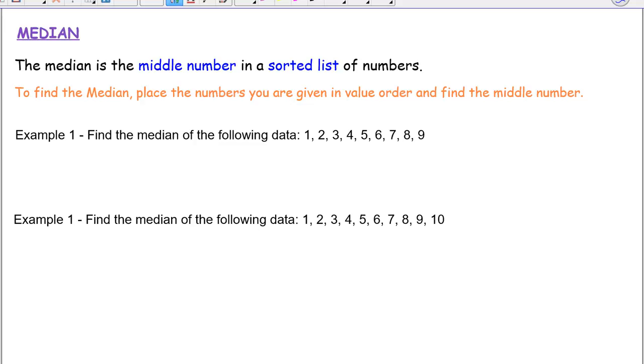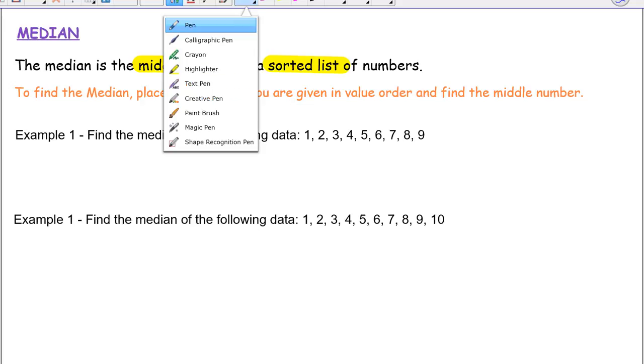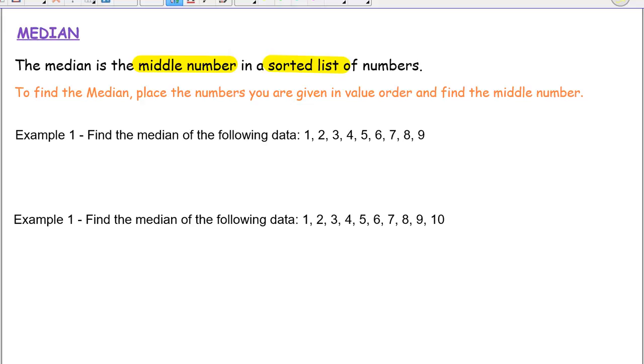Okay, the median. So the median is the middle number in a sorted list. First of all, you have to sort the list from the smallest to the largest before you find the middle number. In addition to finding the median, there's something else I also want you to realize. For example, in this data set, if I divide it into half, because that's the whole idea of the median, you want to divide the data into half.